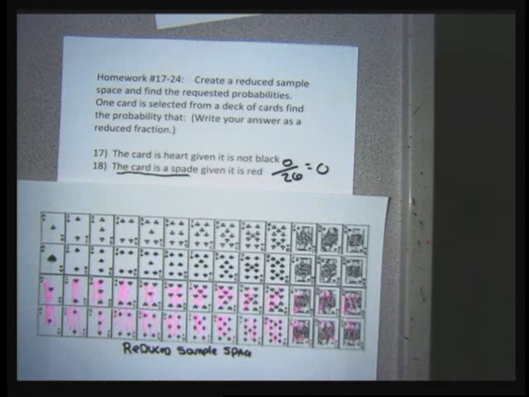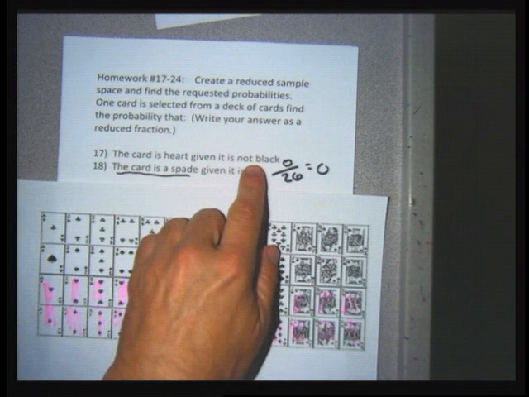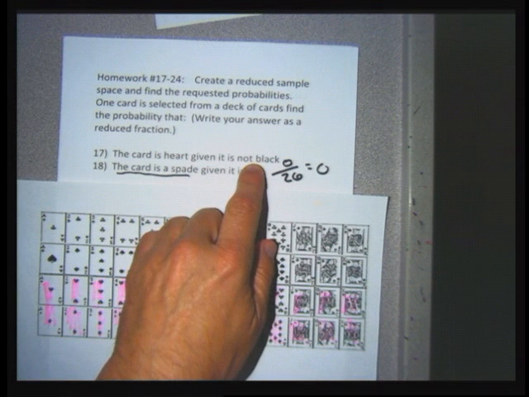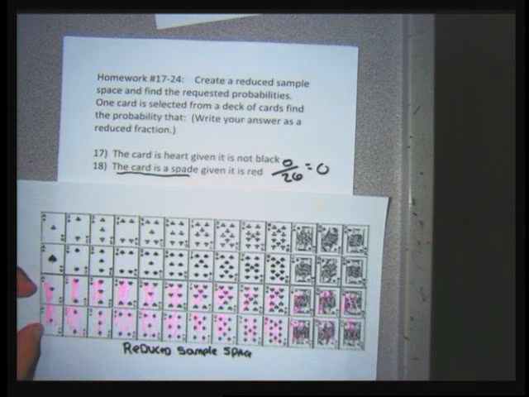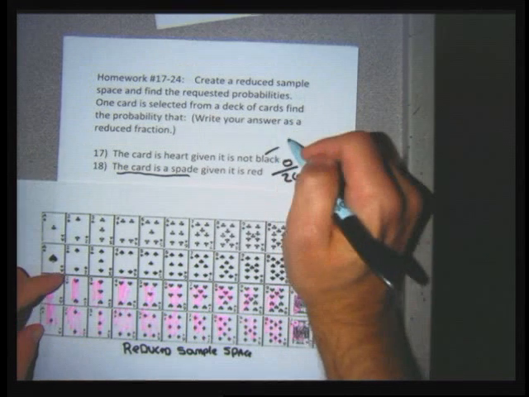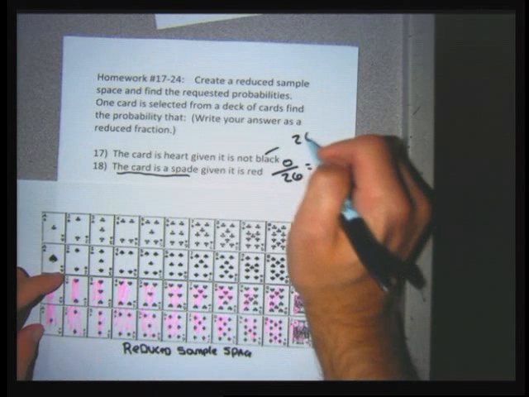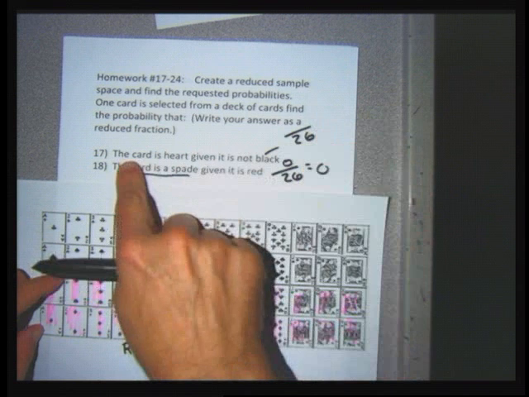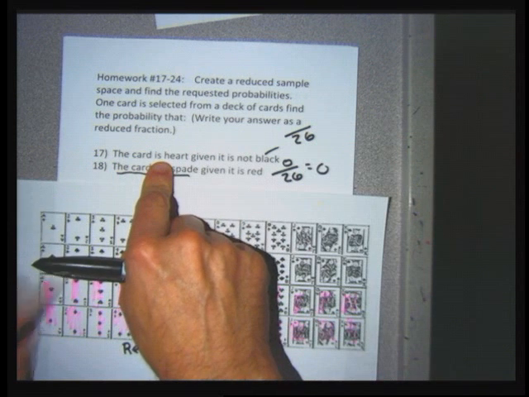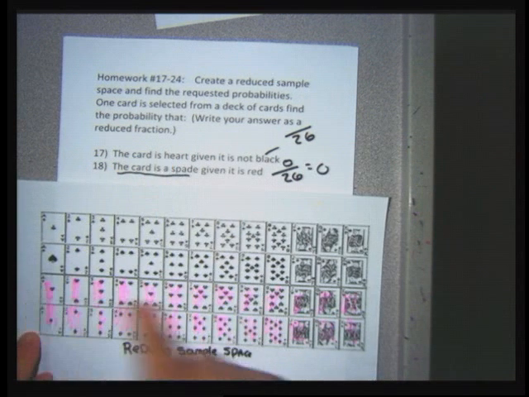For problem 17, you're marking the same cards for your reduced sample space because you're given the card is not black. The fact that the card isn't black means it's red. So that's going to be your reduced sample space for 17. When you do 17, your denominator is going to be 26. Your numerator needs to be the number of hearts in the reduced sample space. In the reduced sample space, there are 13 hearts.